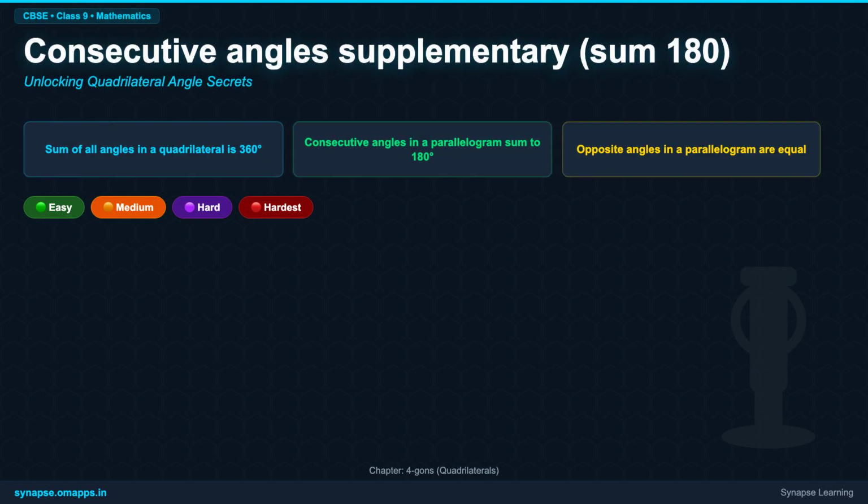Welcome, future mathematicians. Today, we are diving into the fascinating world of four-gons, better known as quadrilaterals. Specifically, we'll unlock a key secret about their consecutive angles: that they often add up to 180 degrees. This journey will take us from easy introductions to mind-bending challenges, exploring this concept at four levels of depth. Get ready to master quadrilaterals.